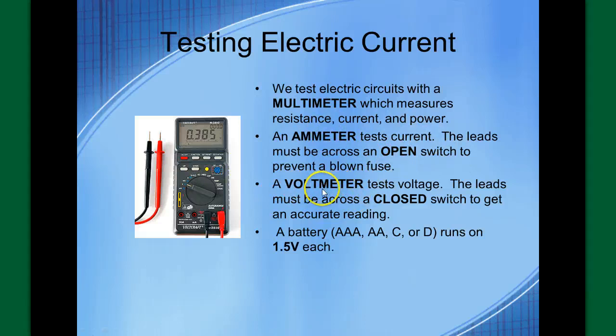A voltmeter tests voltage. That just talks about how much voltage is going from one place to another, or the difference in potential, rather, from the positive side to the negative side. To do that, the switch has to be closed to get an accurate reading. And I've said this before, but AAA, AA batteries, C batteries, D batteries, all of those are 1.5 volts, all of them. But the main thing we need to know is about multimeters, ammeters, and voltmeters in this section of notes. All right, so that completes the notes on electric current, power, and energy.